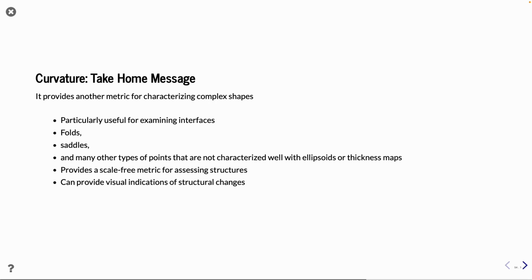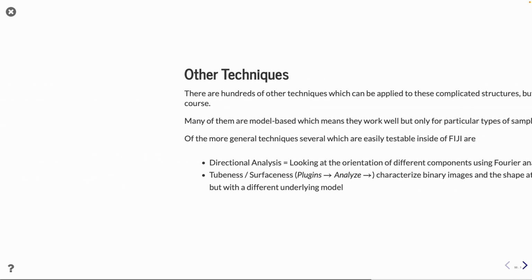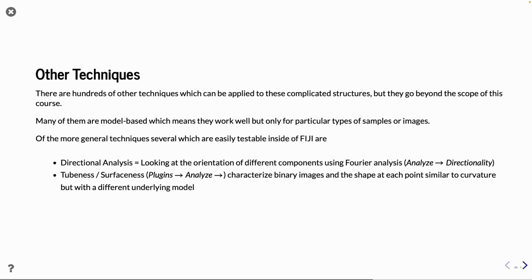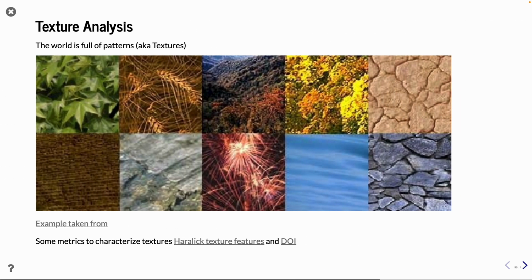Well, I think we will leave it with that. There are also many more ways we can do directional analysis. We can look at tubeness or surfaceness in different applications. But I think we should go on to the texture analysis, because otherwise we will not manage to get to that one. That is an entirely new topic that we haven't touched yet.